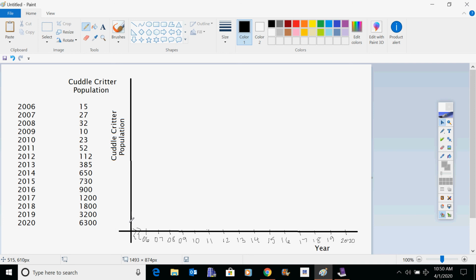I'm going to put a bunch of lines here. 1, 2, 3, 4, 5, 6, 7, 8, 9, 10, 11, 12, 13. And if we go by 500s, we've got 500. We have 1,000. We have 1,500. We have 2,000. We have 2,500. We have 3,000.